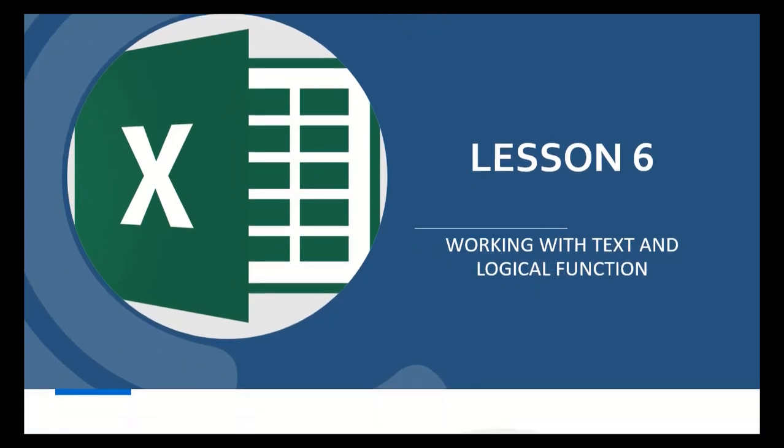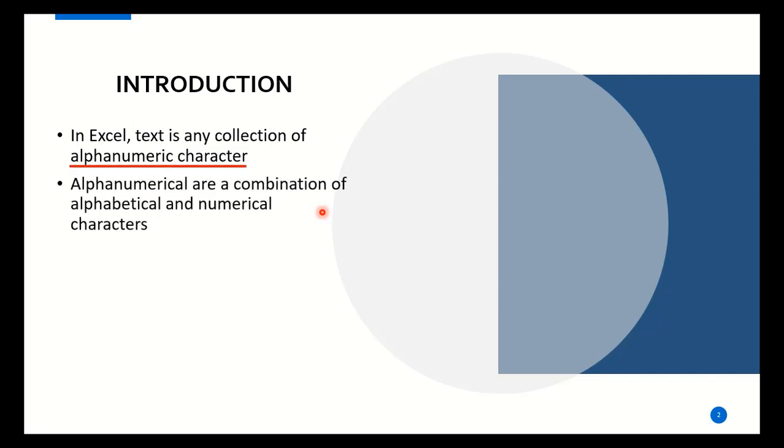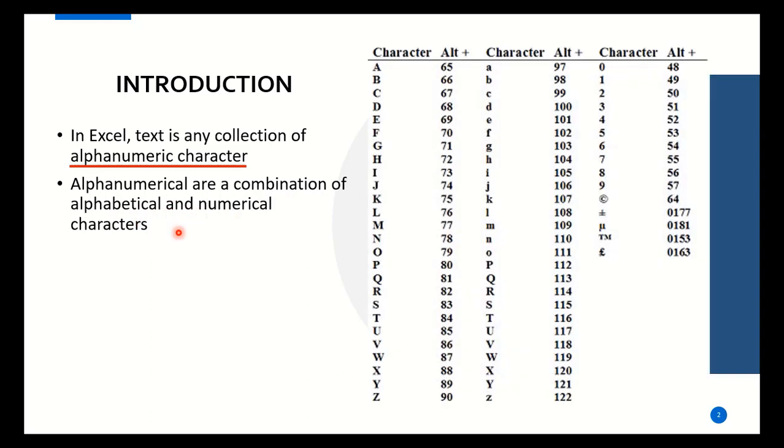So first, introductions. In Excel, text is any collection of alphanumerical characters. You might not understand what alphanumeric characters are, right? Alphanumerical characters are a combination of alphabetical and numerical characters. What does it mean? This is the combination of alphabetical characters, starting from capital letter A to capital letter Z.